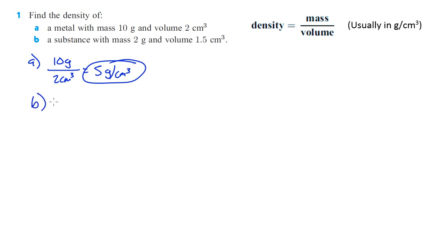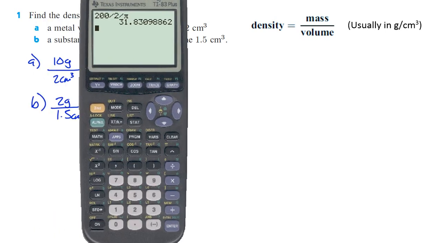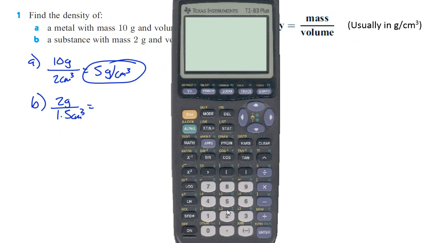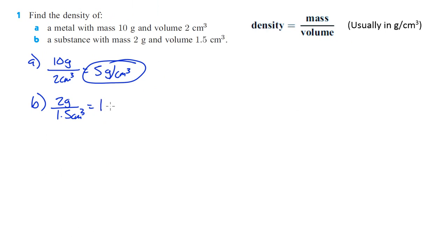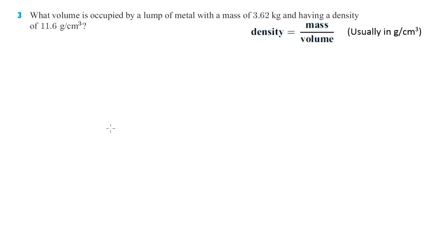All right, B, same idea. It's got a mass of 2 grams and a volume of 1.5 centimeters cubed. So we will take 2 and divide it by 1.5, and we get 1.333, or let's do 1 1/3 grams per centimeters cubed. Okay, moving on to number 3.